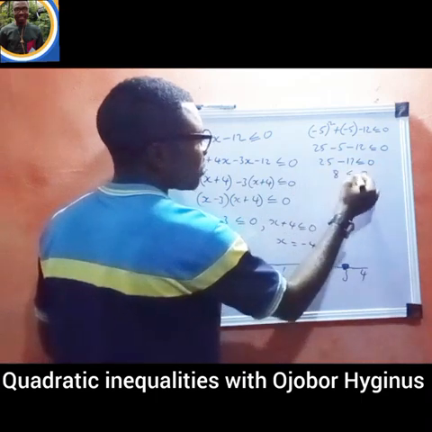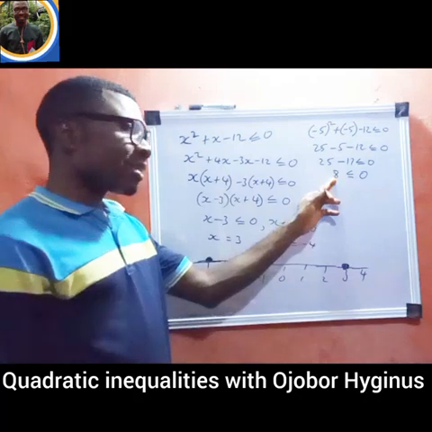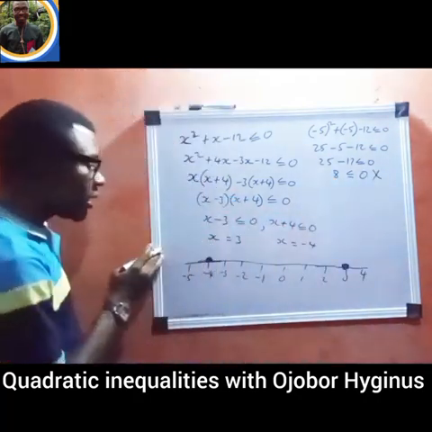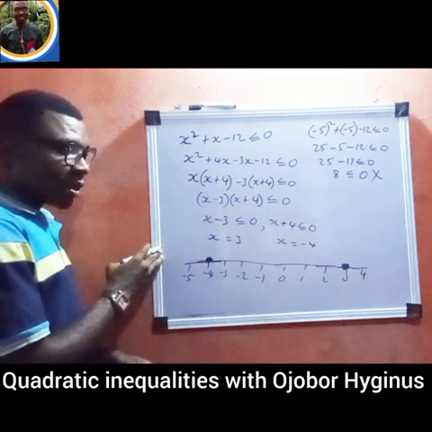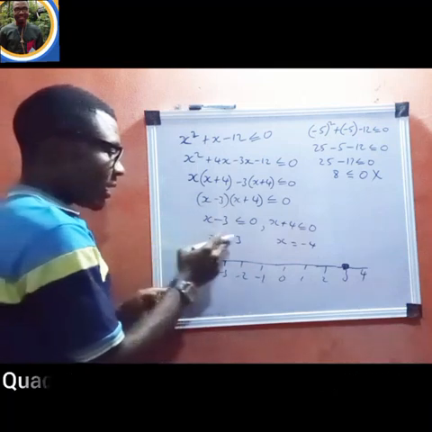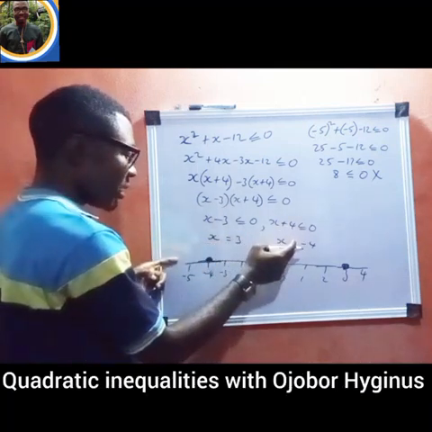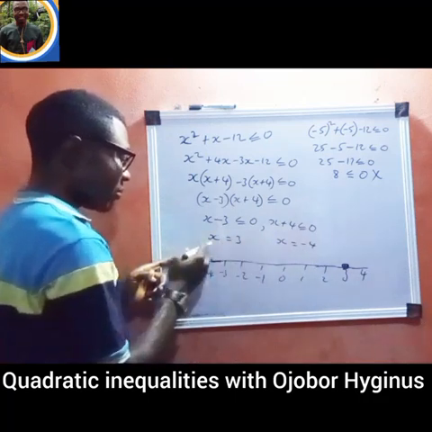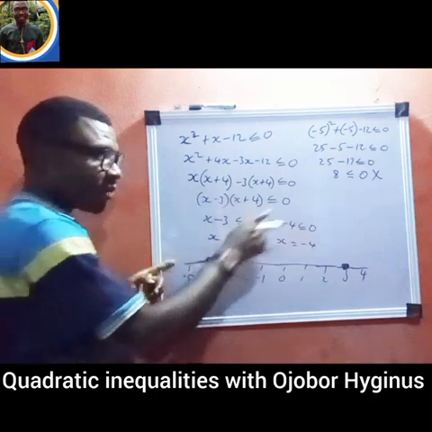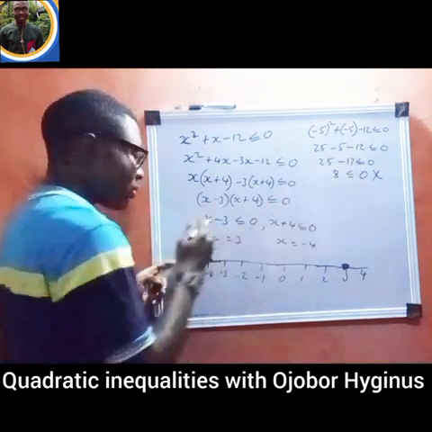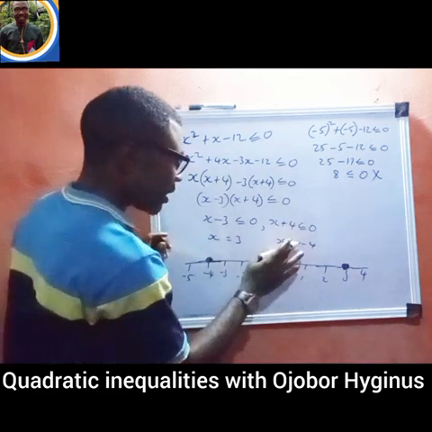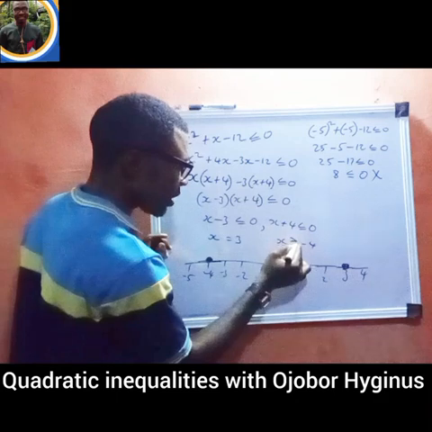8 is less than or equal to 0. 8, is it less than 0? No, 8 is greater than 0, so this is wrong. So this region is out of it. That means that from here, we cannot say that x is less than or equal to minus 4, because x less than minus 4 is minus 5 and it did not satisfy it. So this region is out. So because of that, I can therefore simply say that x is greater than or equal to minus 4.